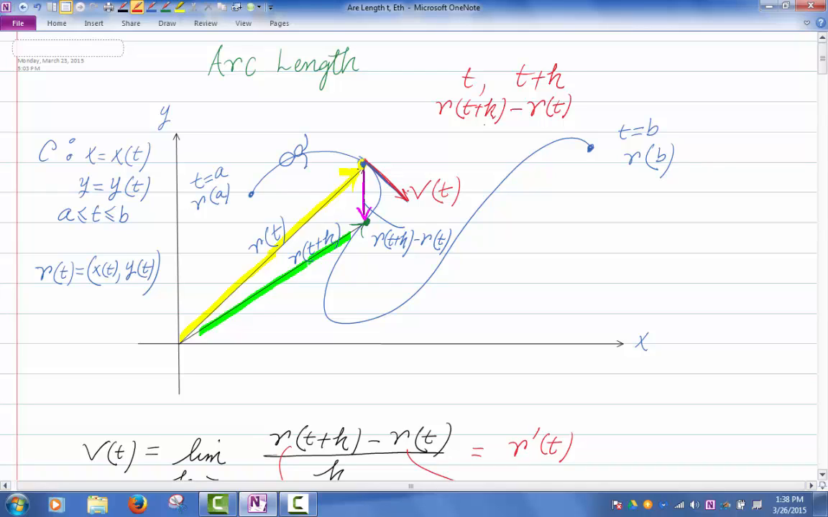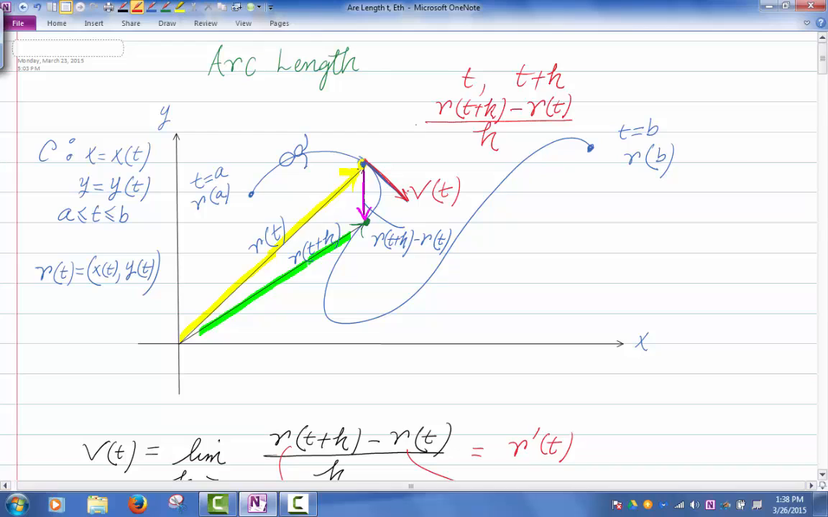Now if I divide it by h, what am I getting? What is h? h is the length of that time interval, right? From t to t plus h, what's the length of that time interval? h. So when you divide the change of position by the length of the period, you get the average rate of change, right? That's the average rate of change of position over the interval from t to t plus h.